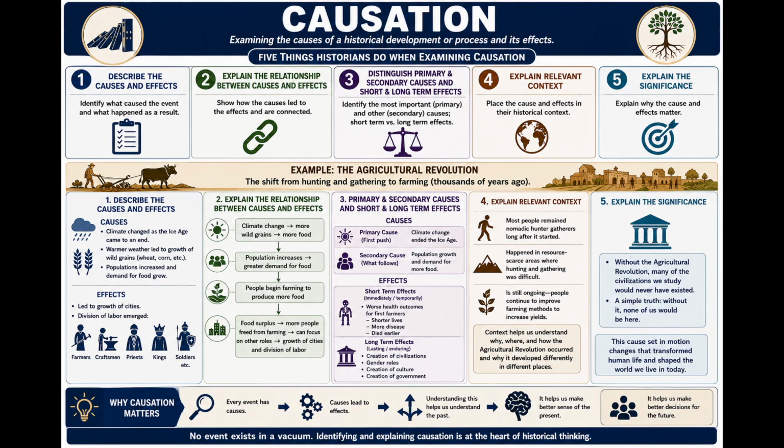So when we're talking about the agricultural revolution, the primary cause would be the climate change, right? That's the initial pushing event. And the secondary cause would be the increase in population, creating a demand for the food. So some short-term effects and long-term effects.